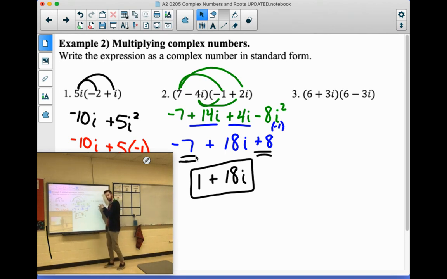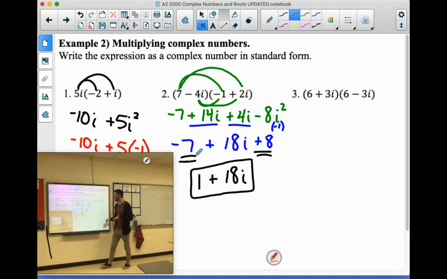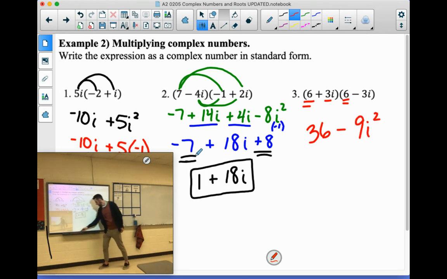Now if you notice, this is the difference of squares. Very important. If you forgot the difference of squares, you can FOIL it, and the stuff that needs to cancel will cancel. But remember, with difference of squares, the shortcut was you square the first term. 6 times 6 is 36. You always make it a minus, and then you square the last term. 3i times 3i is 9i squared.